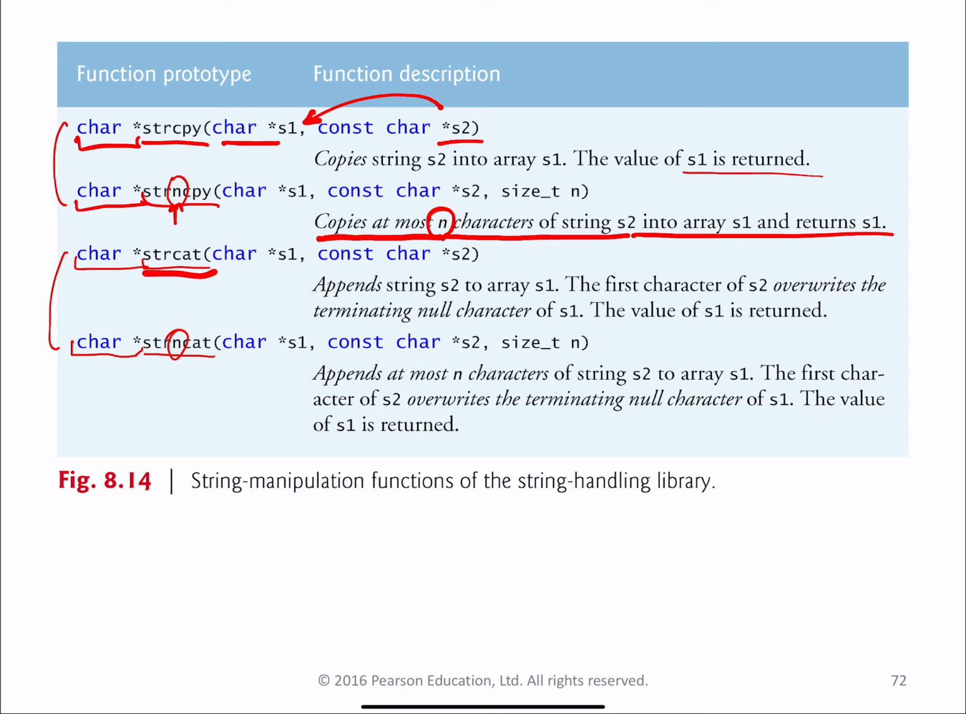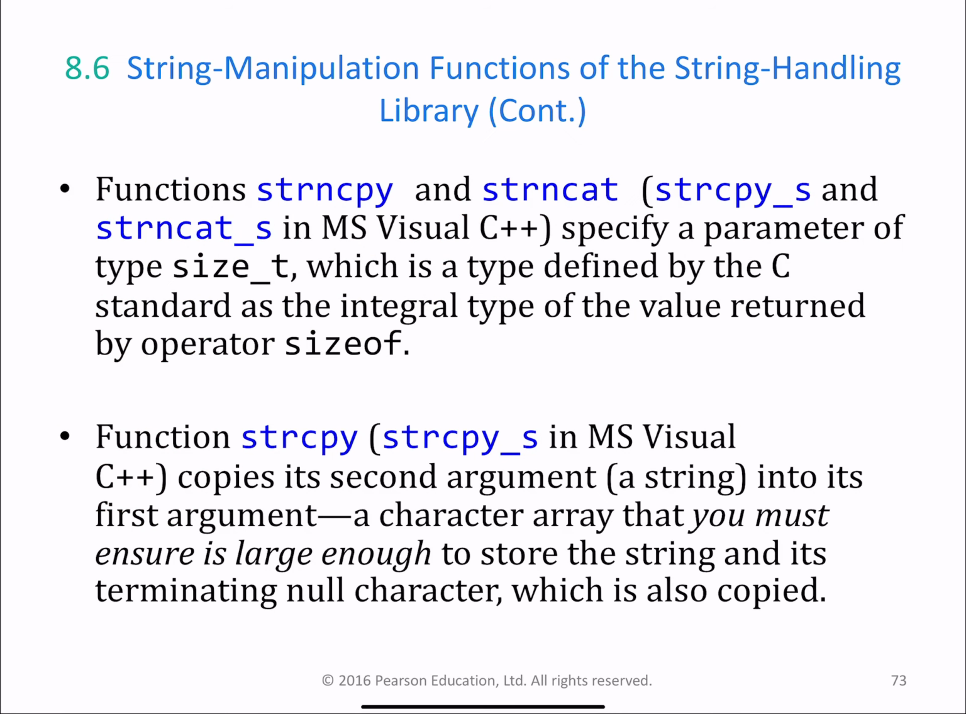Then we have the string concatenation function, which appends the second argument, string s2, to the end of a character array or string s1. Now we have to make sure that the size of array s1 is large enough to accommodate all the characters coming in from s2. And the string ncat function does the same thing, but it appends at most, as you may have guessed, at most n characters from s2 to the end of string s1. So let's look at a couple of examples.